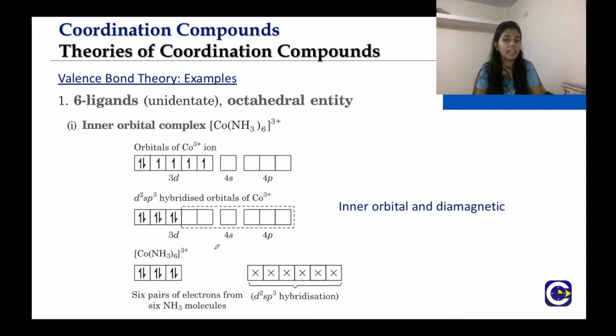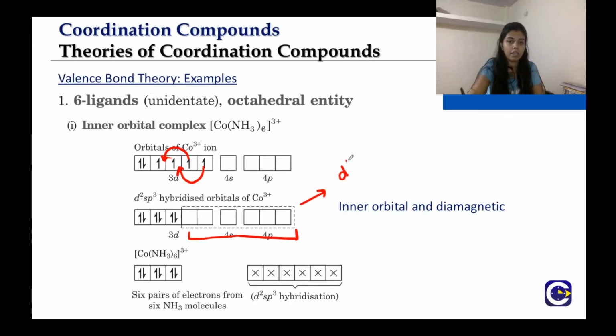Now because ammonia is acting as a strong field ligand, it has the ability to pair up electrons. This electron will pair up with this, and this electron will pair up with this, and these two will be the vacant positions now, right? Now these orbitals combine to form hybrid orbitals d2sp3, right? And in each of these d2sp3 orbitals, ammonia will donate its electrons. 2 electrons here, 2 here, 2 here, 2 here, 2 here, 2 here. 6 ammonia are there: 1, 2, 3, 4, 5, 6.